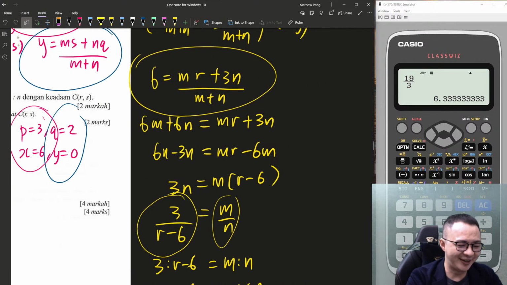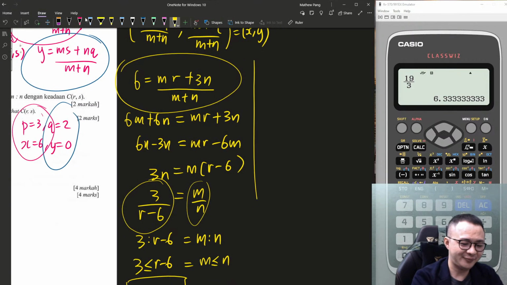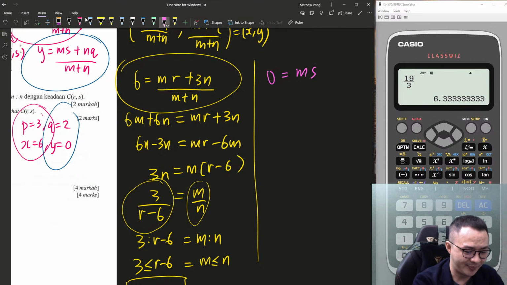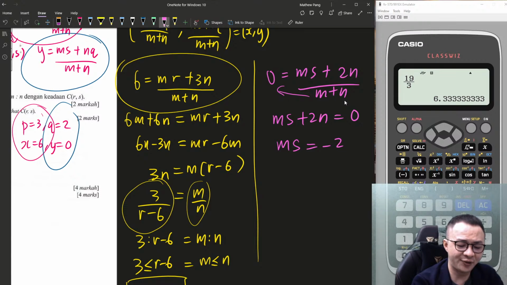So we're going to do the same thing for the second equation, the blue color one. Okay, I'm going to use a pink color letter. So my y is 0. This is ms plus nq. q is 2, so this is 2n over m plus n. So this one, m plus n moves to the other side, multiply 0 is still 0. Then I get ms plus 2n equals to 0. So I will say ms equals to negative 2n. So m over n equals to negative 2 over s.